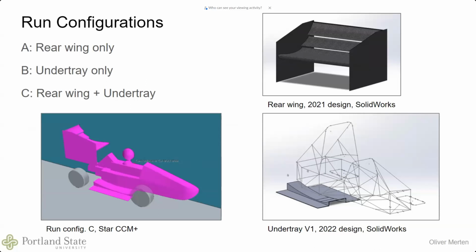This is an idea of what these components look like. The rear wing was designed last year by this class as well as a capstone group, so we're going to be updating their design and evaluating it again with the current car. The undertray is something that's being completely designed from the ground up this year, which is another analysis project in this class by Brendan Lyons.